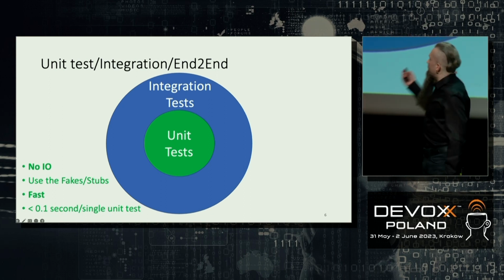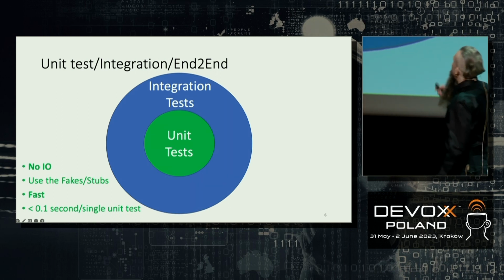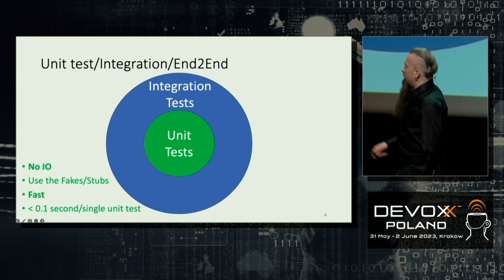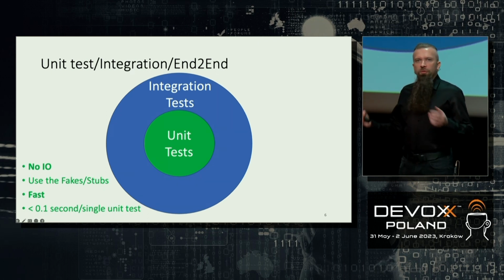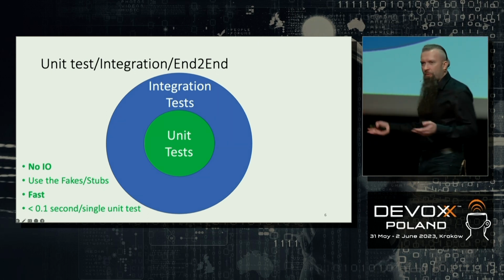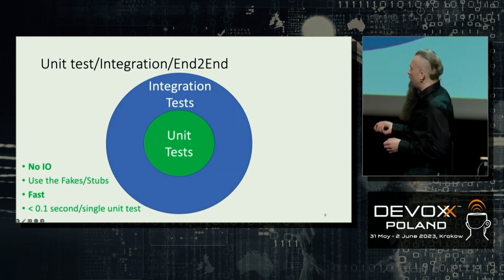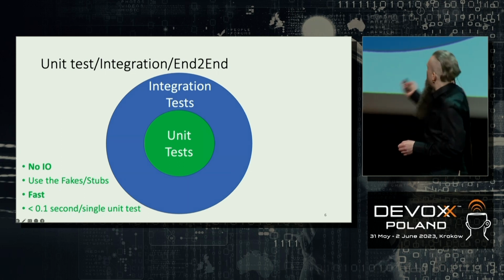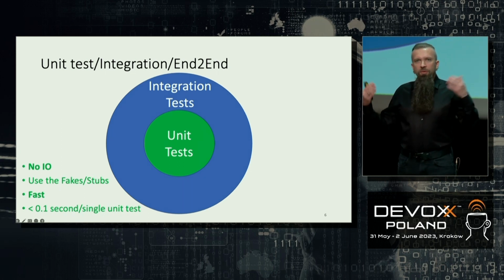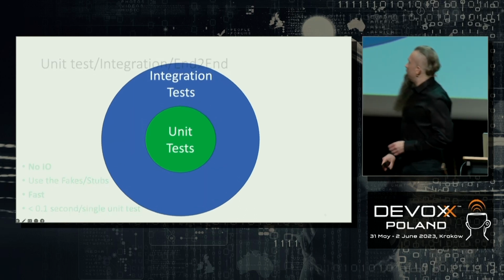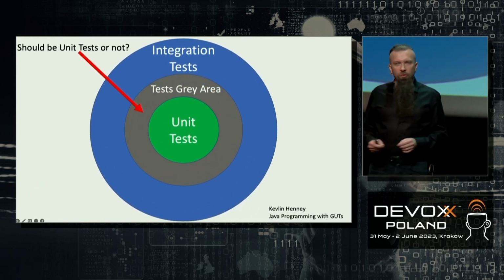So we know we have unit tests and we have integration tests. Of course, in unit tests we are focusing on no input-output, so we are using fakes, stubs, so in-memory implementations, and a unit test has to be fast, so 0.1 second per single unit test. Of course, integration tests are slower because they are touching the infrastructure. However, this is the perfect design, but what does real life look like?